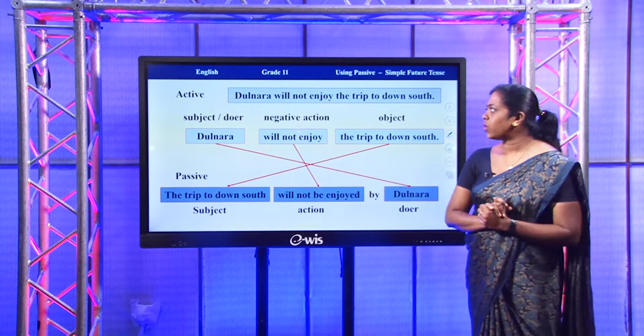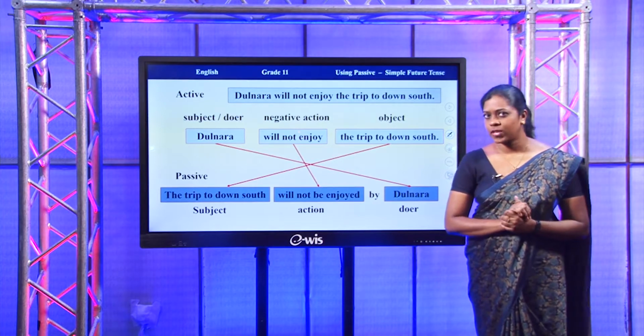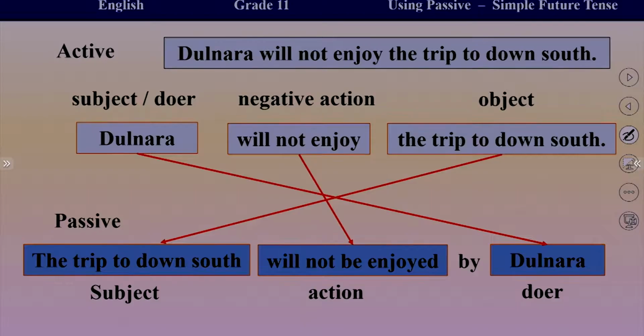Right. What can you say about this sentence on the screen? Dulnara will not enjoy the trip to down south. Will not enjoy. You are right. This sentence is a negative sentence. Now let's see how we can convert an active sentence with a negative verb into passive. Right, take a look at the slide, please.